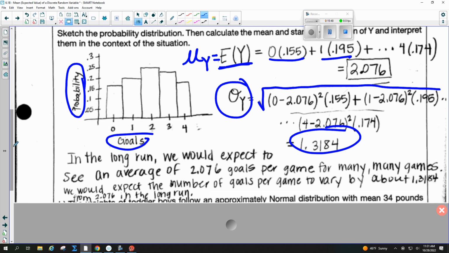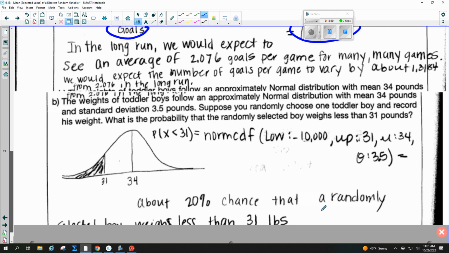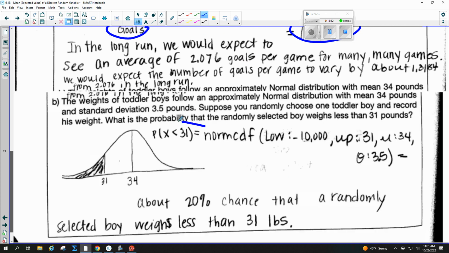For your norm CDF, a lot of people miss this. I'm counting off if you didn't put the P of right here. Some people are not remembering your less thans and greater thans. What does this symbol mean? It makes an L for less than. As long as you put your X on the left, then this makes an L. X is less than 31.